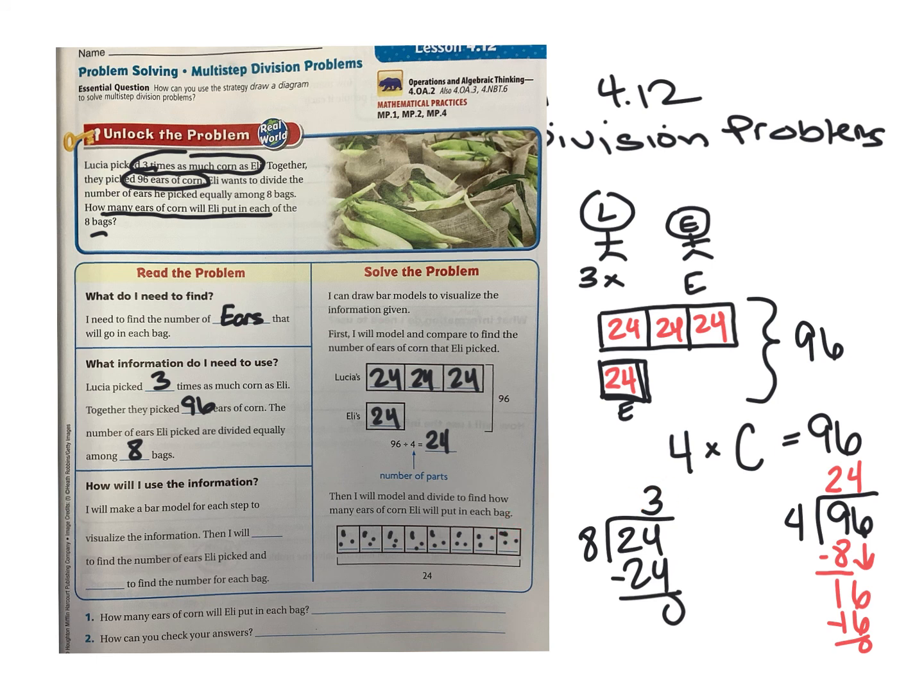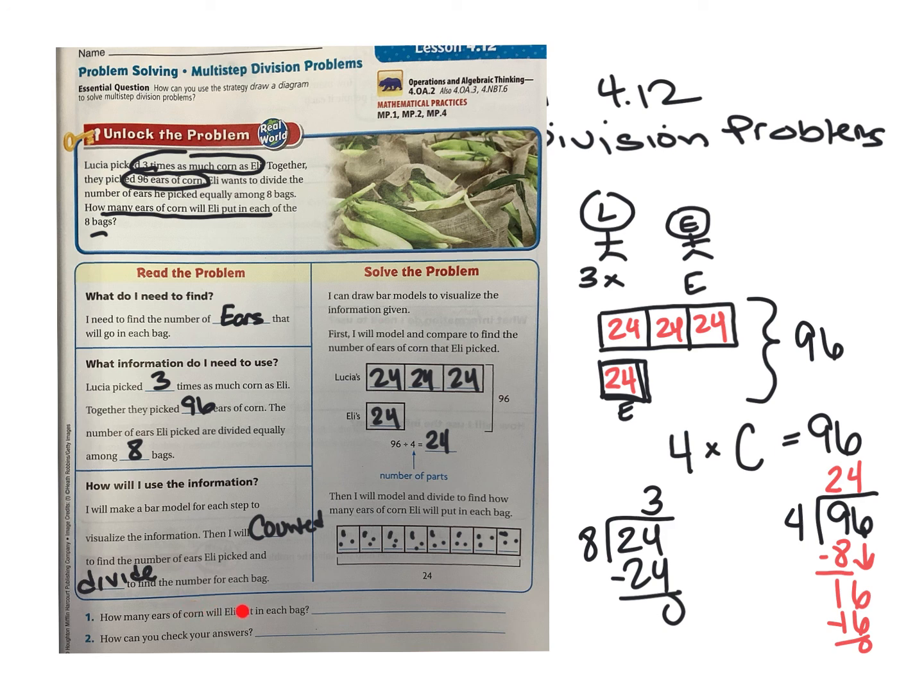So what we did is we counted to find how many ears Eli picked. We did that multiplication, 4 times 6, and we found out he had 24. And then we divided 24 by 8 bags. So we divided to find the number in each bag.